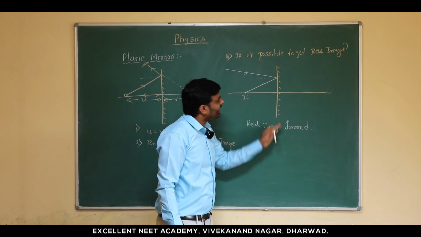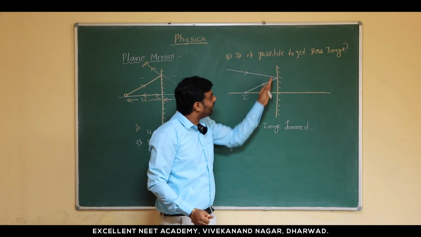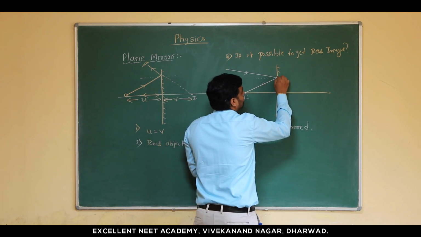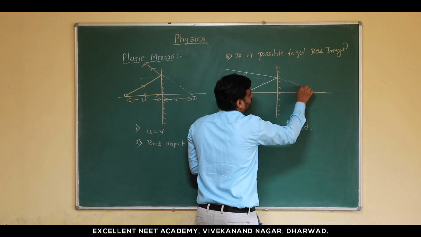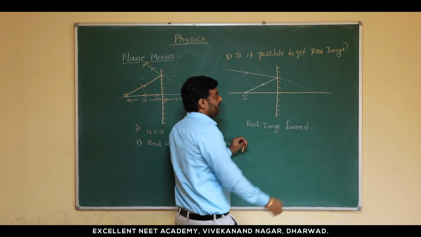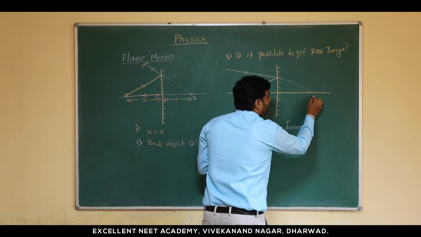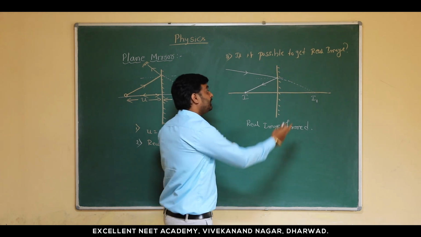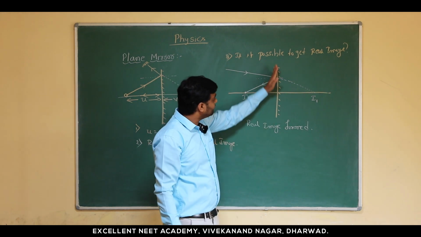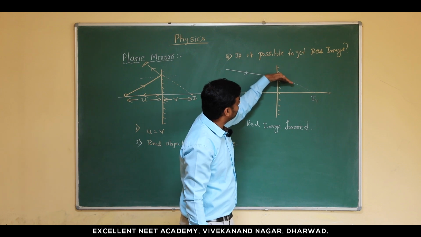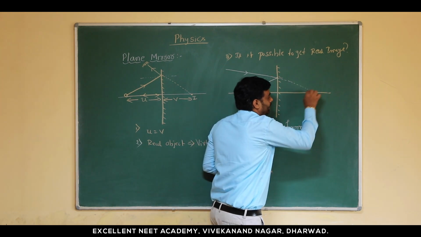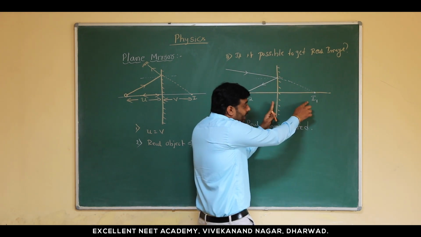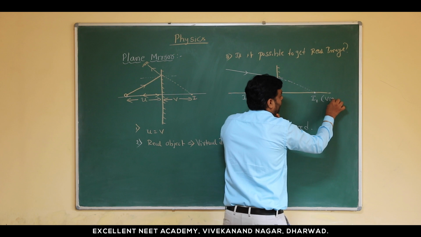Suppose this mirror is not present. Light rays come from here and fall on the principal axis. Right? The image is formed here. This image is taken to be I1. This is the final image. But in the absence of the mirror, the light rays would be moving in this direction, pointing here. Therefore the image would be formed here. In the presence of the mirror, this image acts as a virtual object.